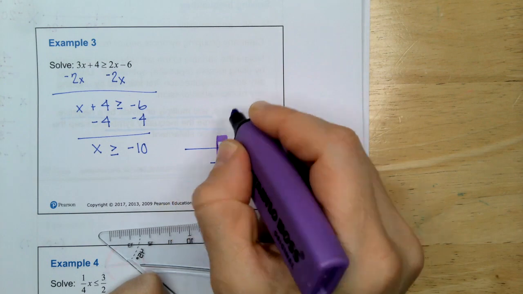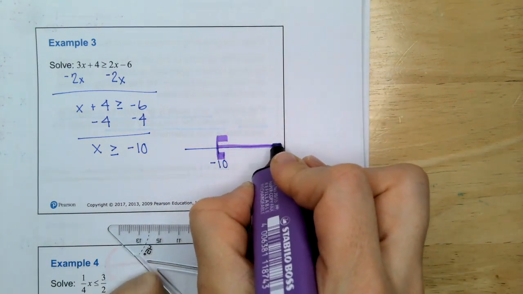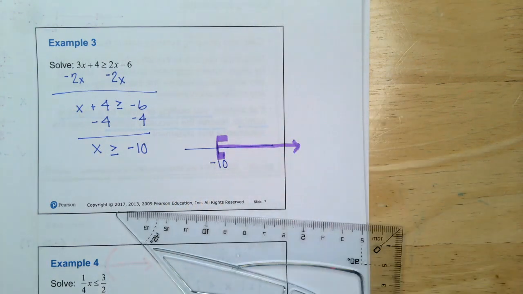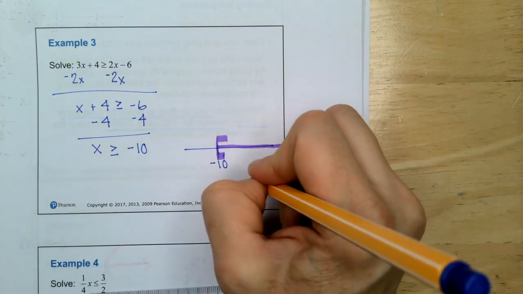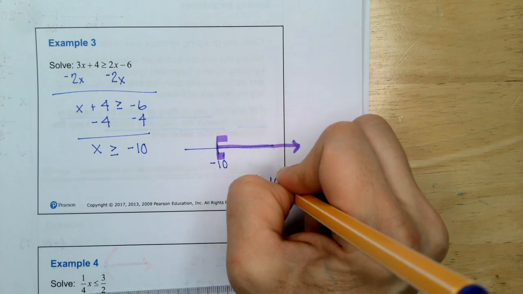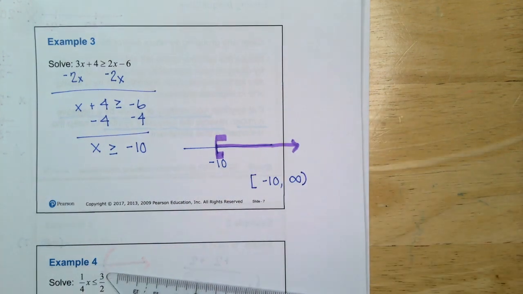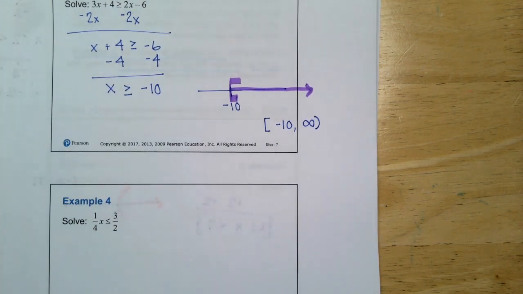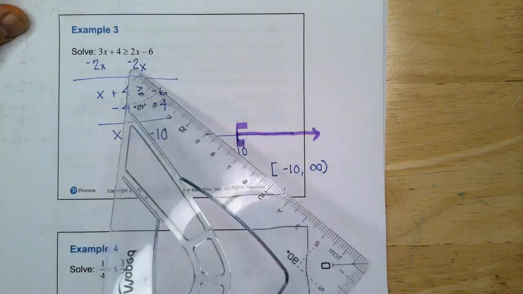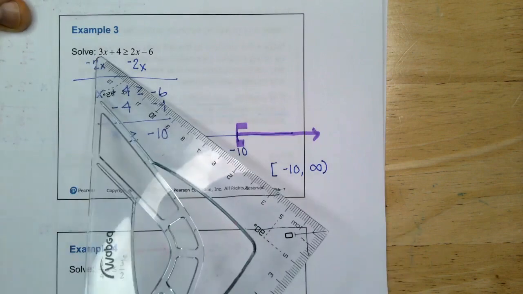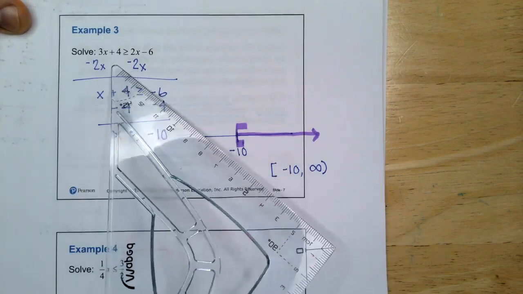Here's negative 10. x is greater than or equal to. Equal to means it's going to include negative 10, so we're going to use a bracket. So the way that I would write that in interval notation is bracket negative 10 all the way to infinity. Infinity will never have a bracket, only a parentheses. Good? So what we're saying is any number greater than or equal to negative 10 can be substituted into this inequality, and the inequality will remain true.